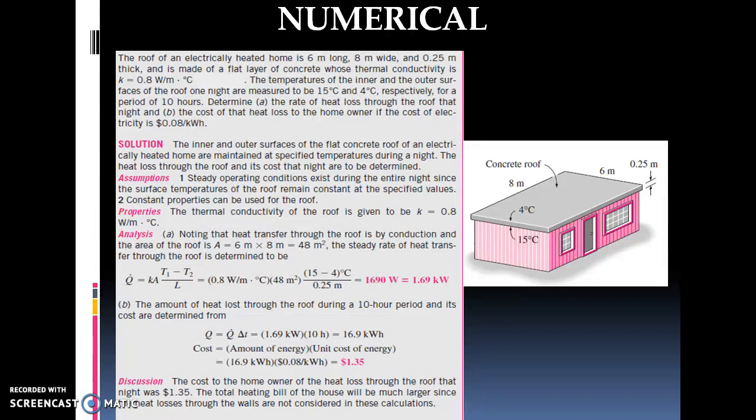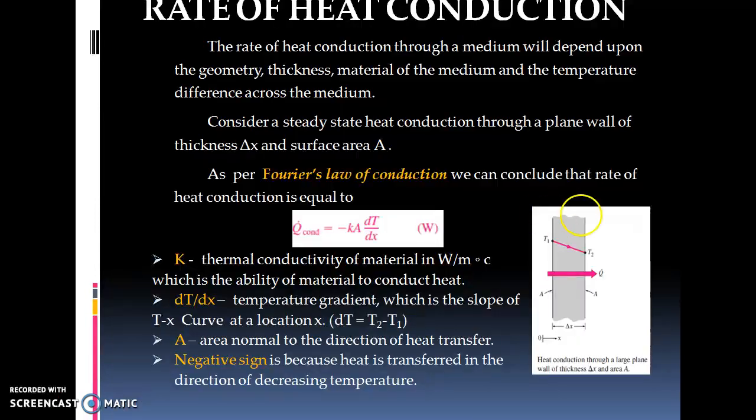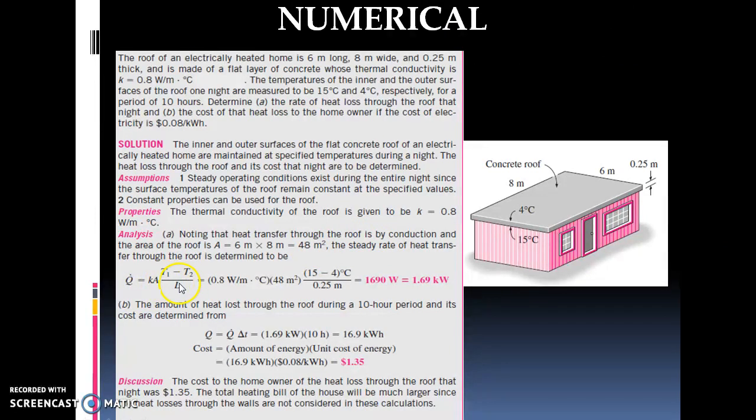So how do we calculate the rate of heat conduction? By using Fourier's law of heat conduction. It is K A (T1 minus T2) by L. As said earlier, dT is T2 minus T1, but here the minus sign is removed and it is put as T1 minus T2. And L is the thickness of the roof, which is already given as 0.25 meter. K is the thermal conductivity and A is the area, which is 6 into 8. Substituting all the values, we get 1.69 kilowatt.